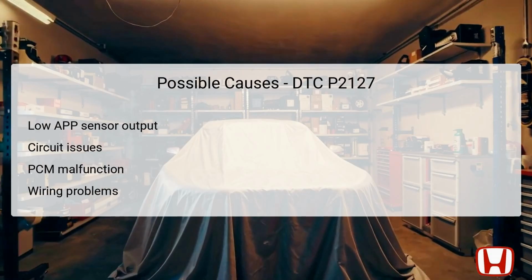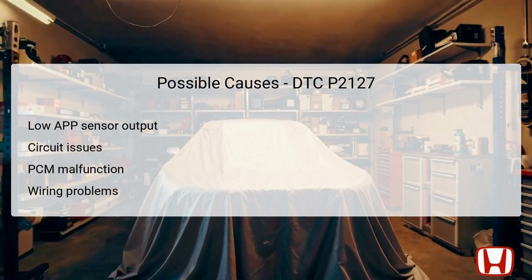There are several possible causes for DTC P2127. First and foremost, a low output from the accelerator pedal position, APP sensor, could trigger this code, indicating a need for testing or replacement of the sensor itself. Circuit issues may arise, either from poor connections, frayed wiring, or other electrical problems that affect signal transmission between the sensor and the powertrain control module, PCM.